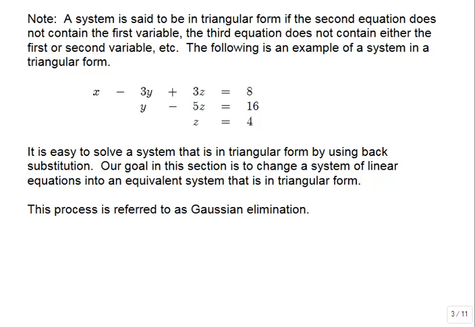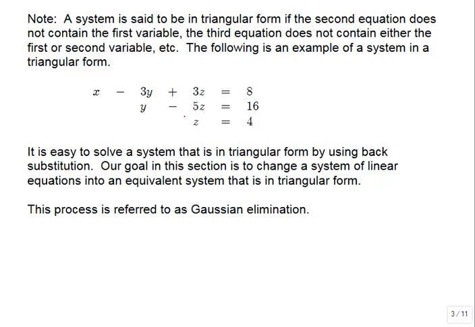Now we're going to talk about how to get our systems into special forms. We say that a system is said to be in triangular form if the second equation does not contain the first variable and the third equation does not contain either the first or second variable, etc. The following is an example of a system in triangular form. So you can kind of see that triangle shape.